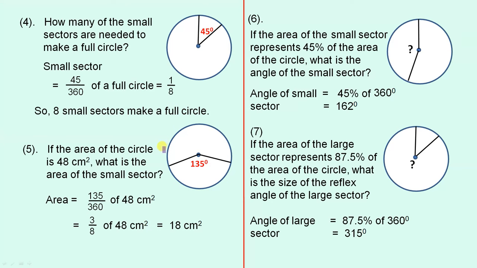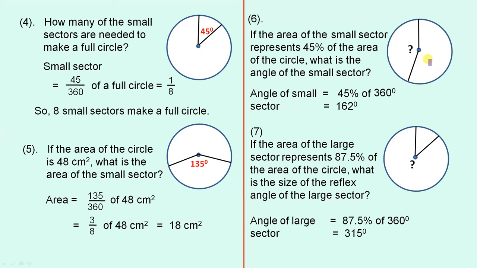Number 5, if the area of the circle is 48 square centimetres, what is the area of the small sector? This small sector here, the fraction is 135 over 360 of 48, because 48 is the total area of the circle, which is the same as 3/8 of 48. It's easy to work out 3/8 of 48. The answer is 18 square centimetres. So the area of the small sector, or the minor sector, is 18 square centimetres.